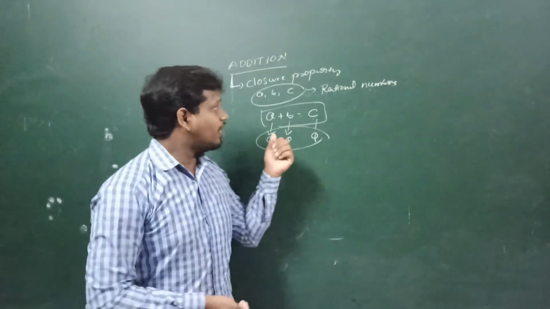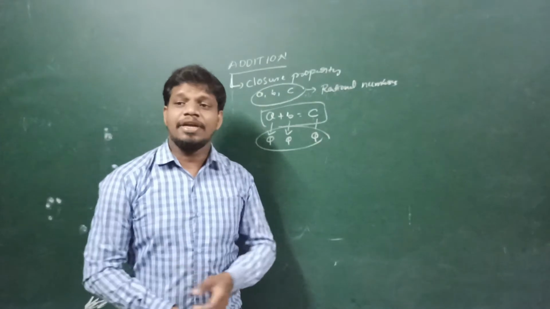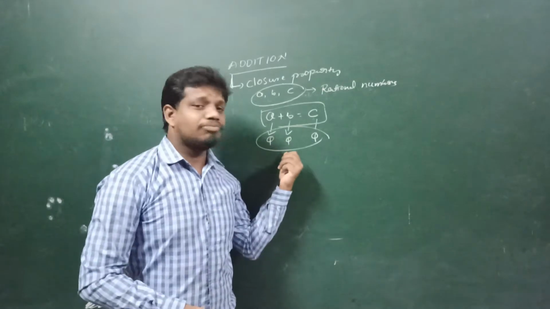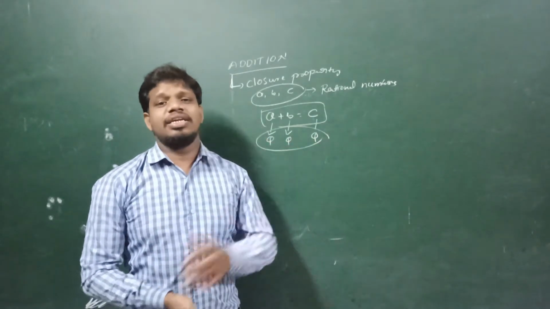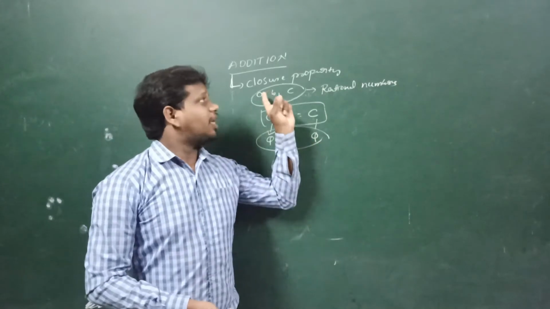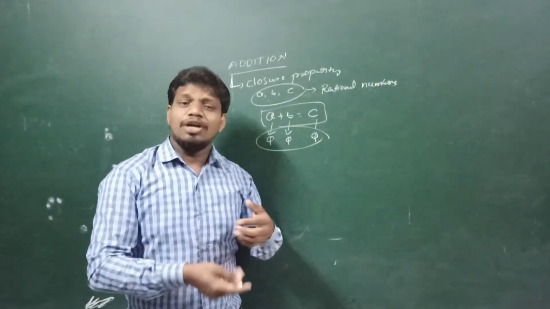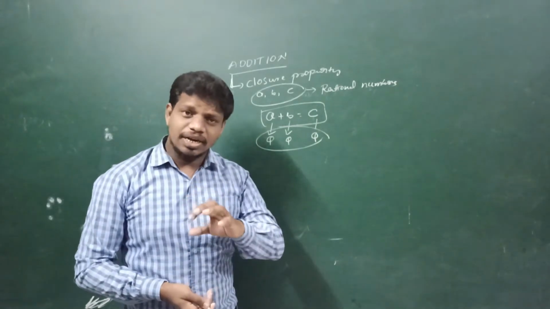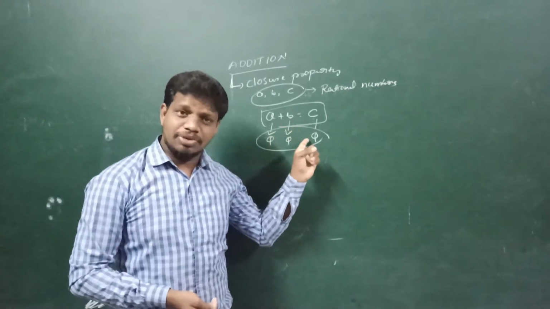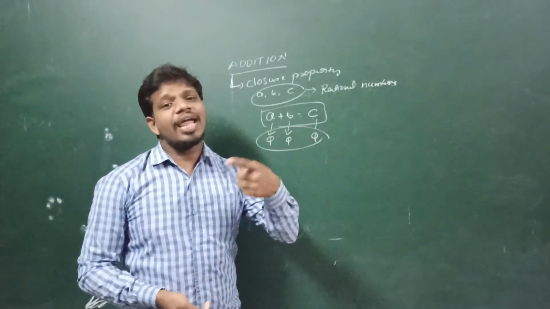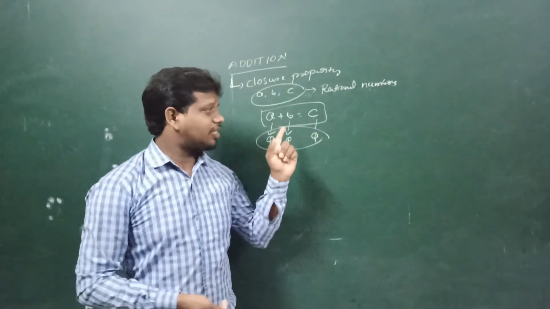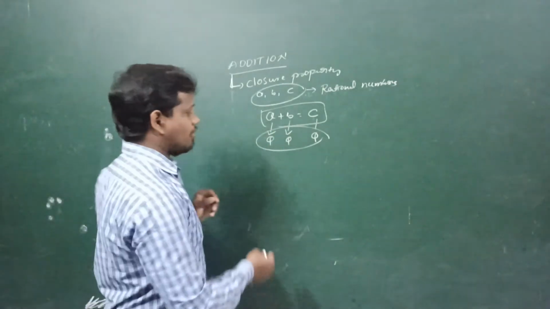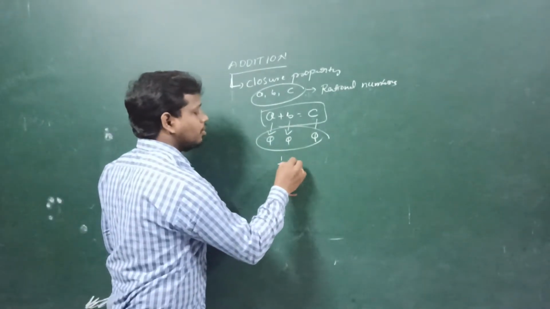So when we say the rational numbers satisfy the closure property under addition, the sum of two rational numbers is also a rational number. Then the rational numbers satisfy the closure property under addition. For example, 1 by 2 plus 2 by 3.